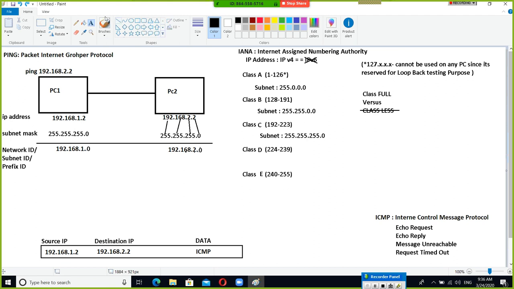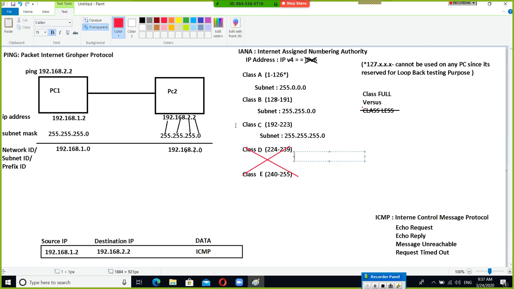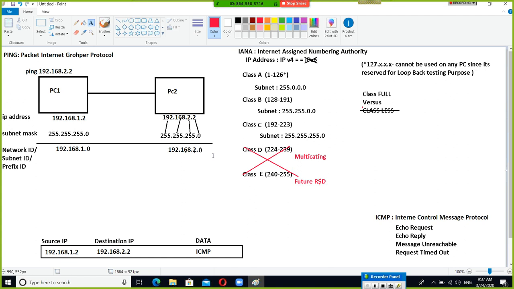I've told you about class A, B, C. But let me inform you that we will not be assigning class D or class E IP addresses on any PC. Never. It will not take. You cannot use them. Why? First of all, class D is reserved for multicasting, and class E was reserved for future R&D, and that R&D never happened. We will discuss what multicasting is, not now, in five minutes.